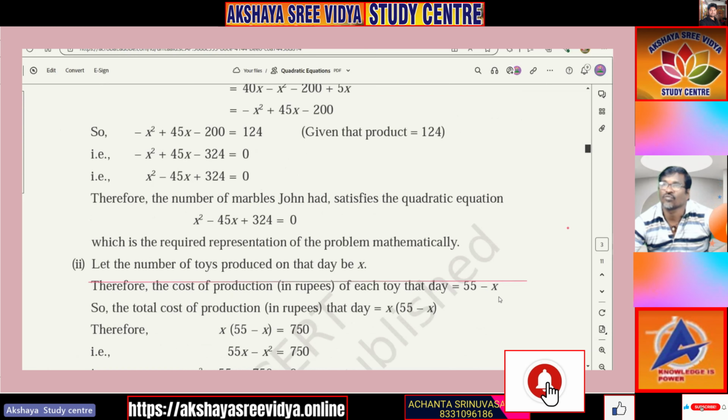The total cost of the production is 750 rupees. Total cost means the number of toys produced times the cost per toy, 55 minus x. Total is x into 55 minus x. That is the total cost of production.